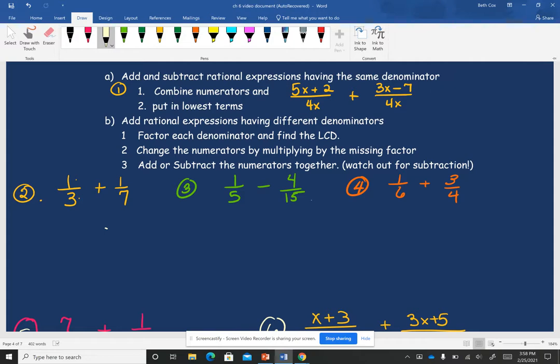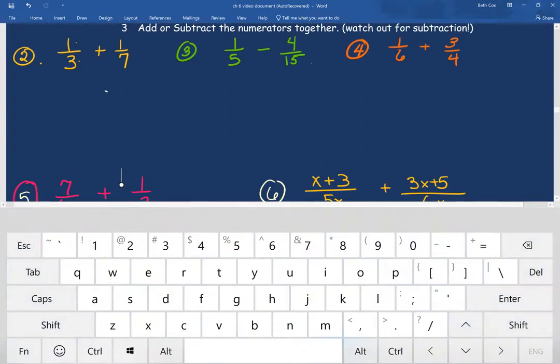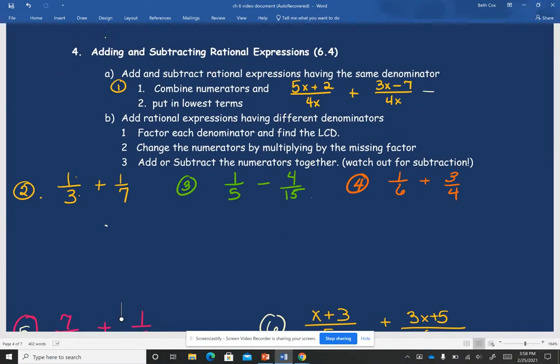And so for this first example here, the denominators are the same, so I'm just going to combine my numerators. So a 5x and a 3x combined to give me an 8x, and a 2 and a negative 7 combined to give me a negative 5, and then the denominator stays the same. So that's how you add fractions when the denominators are the same. But if they're not the same, you have to get a common denominator first, and then you do what we say in part B.